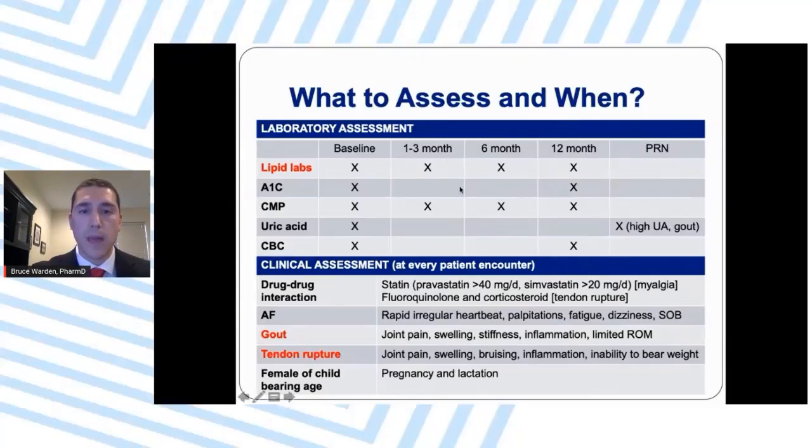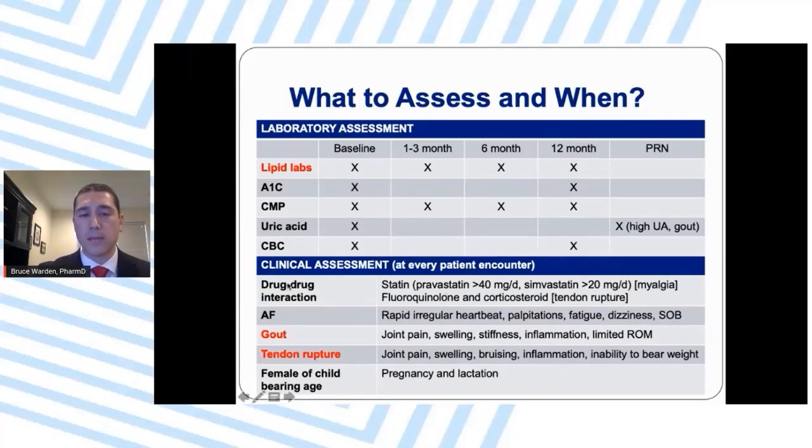We'll get a repeat lipid panel, a complete metabolic panel, and then every 6 months thereafter. We'll also get a baseline A1C because there is some positive improvements in glycemic control, though minimal with bempedoic acid. We'll get that annually as well as with a complete blood count. And then we'll use an as-needed recheck of the uric acid based on a few things. If they're having symptoms for sure, or if they are at higher risk. So a gout at baseline or a history of high uric acid levels.